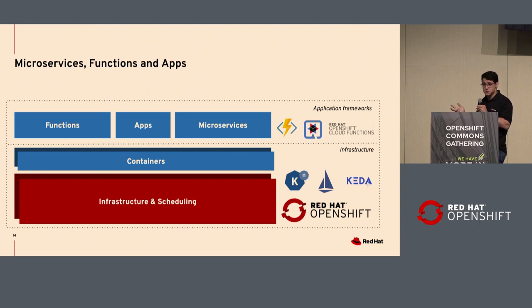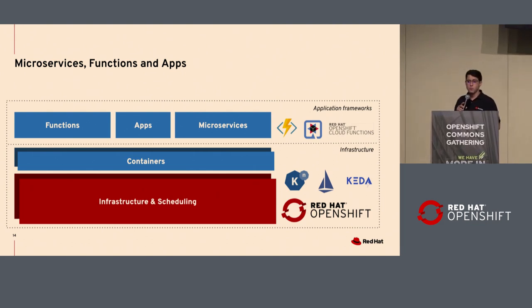But you have the Service Mesh, you have Istio, you have Kada, the project we announced with Microsoft. I'll cover that a little bit later as well. And you have the layer on top with a function framework like Azure Functions, or you can write microservices using Quarkus, or our own function as a service with OpenShift Cloud Functions that is coming.